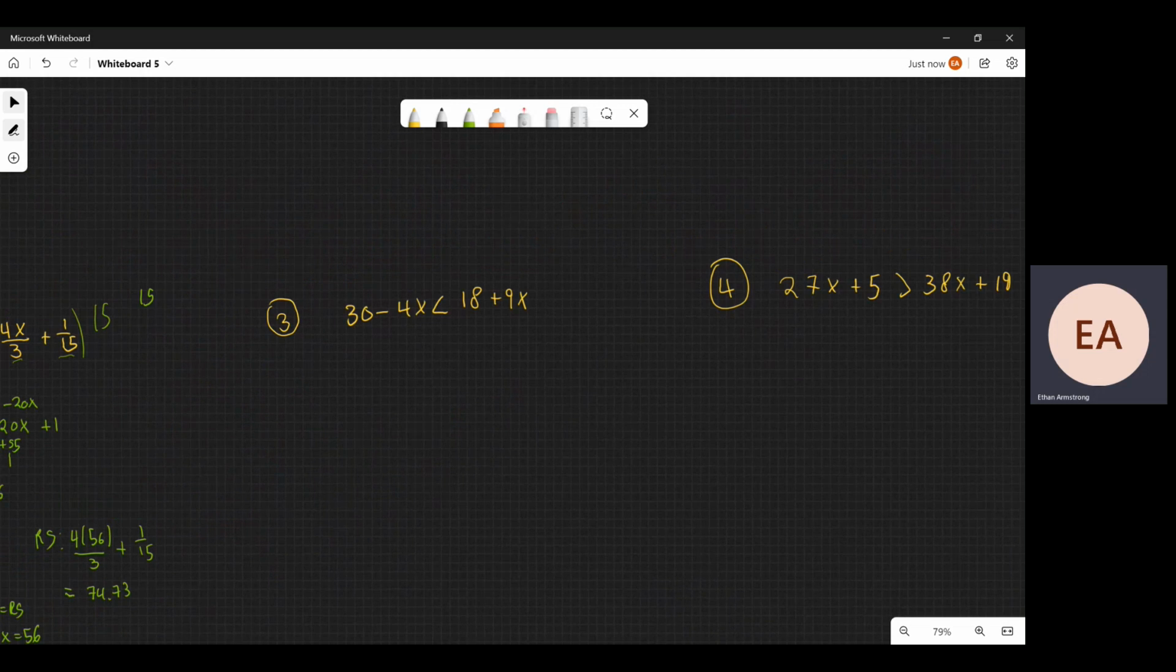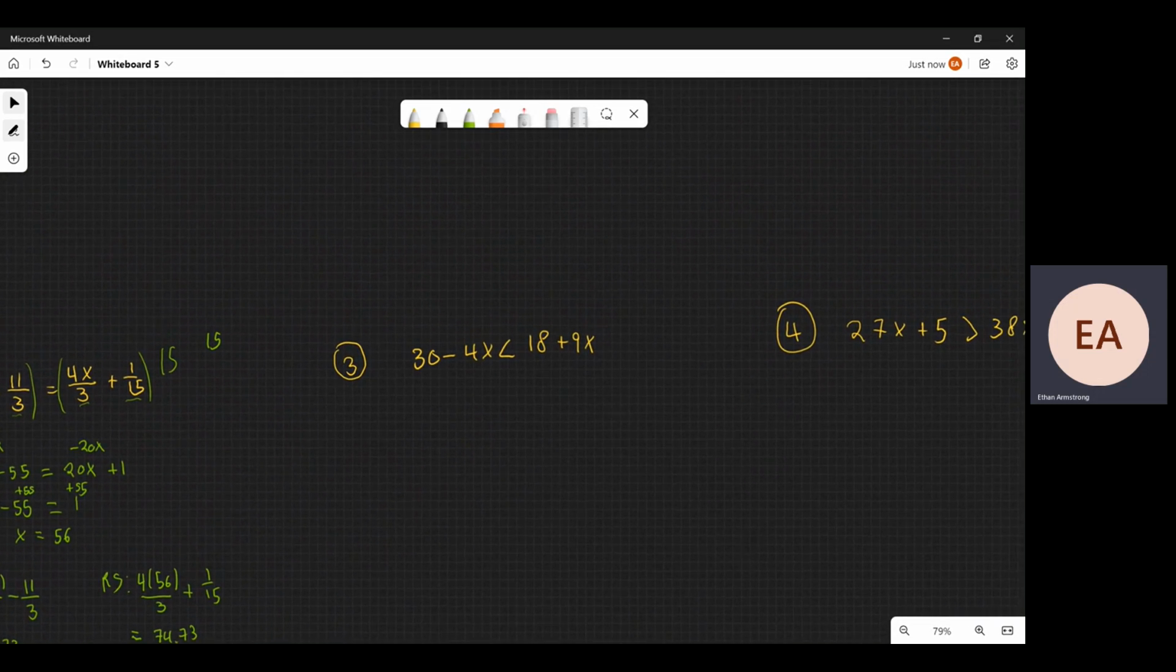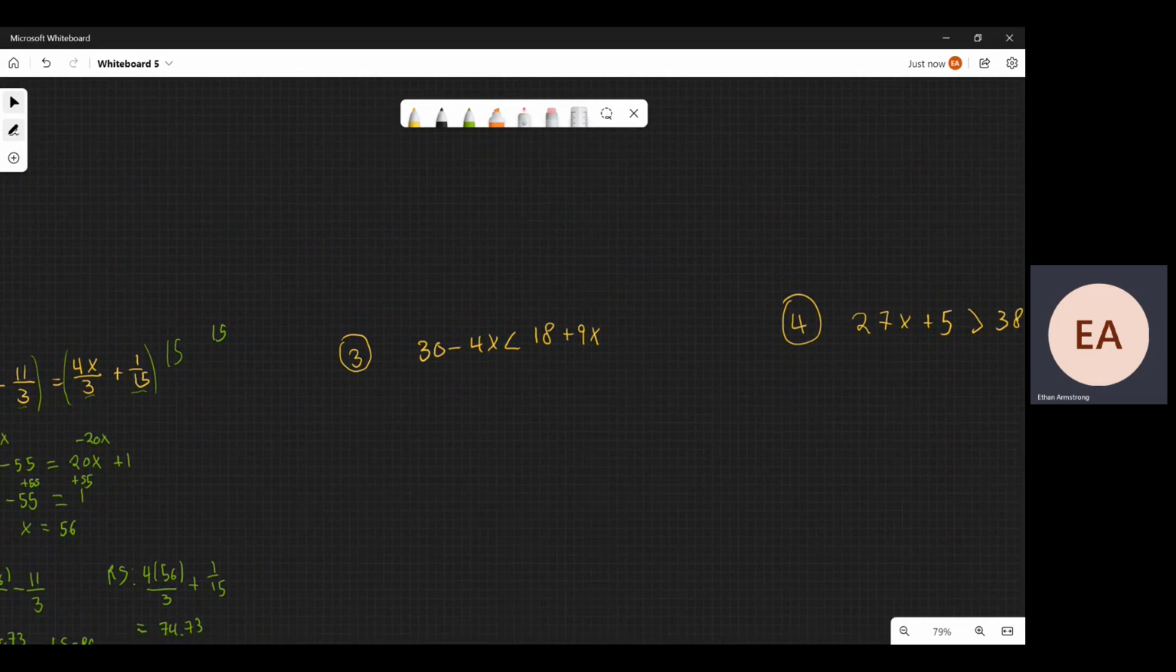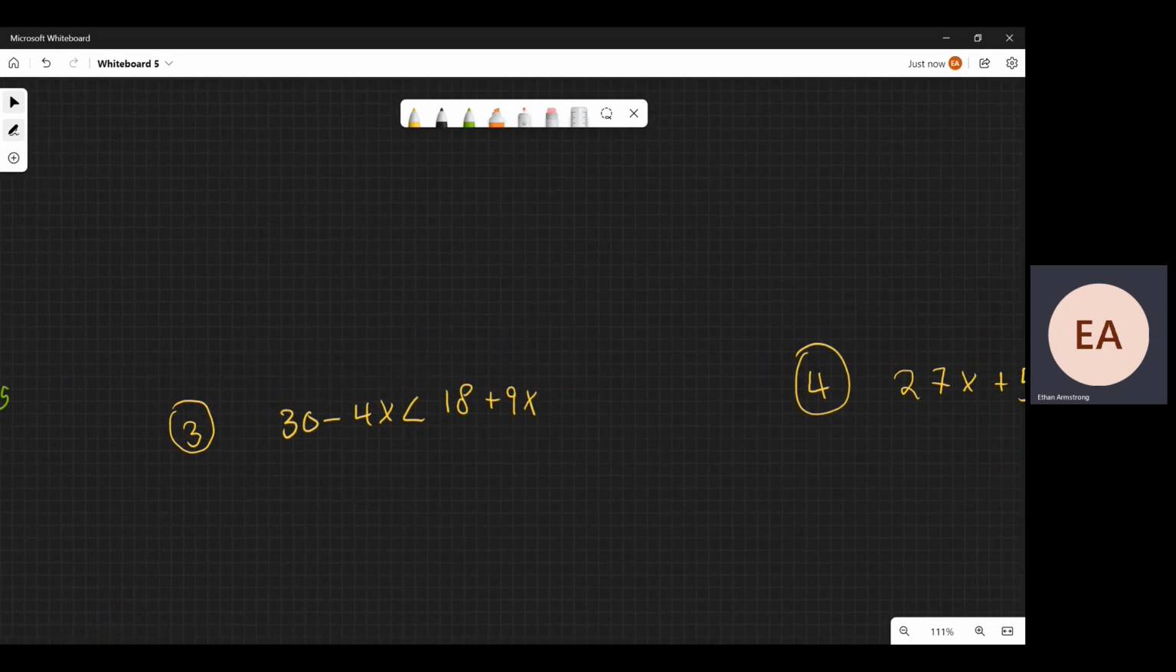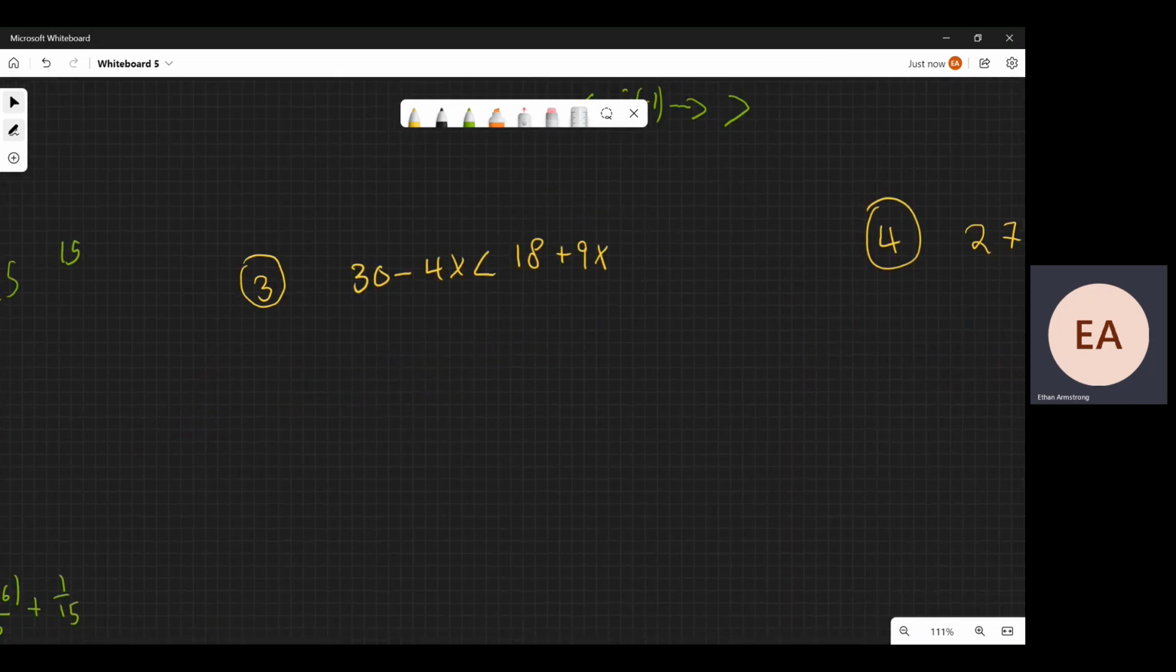So now we have an inequality instead of just an equal sign. There's basically just one rule that you have to know, and that is whenever you divide or multiply by a negative, you have to flip the direction of the sign. Sorry, that's a little bit hard to see, but for this case, we're going to do the same thing.